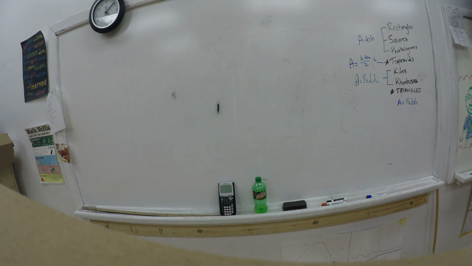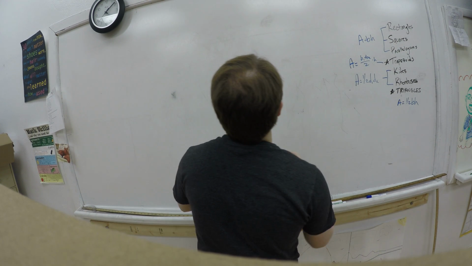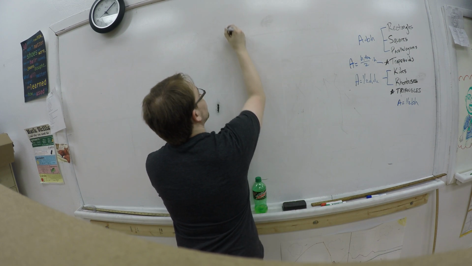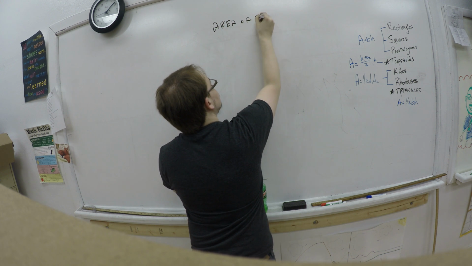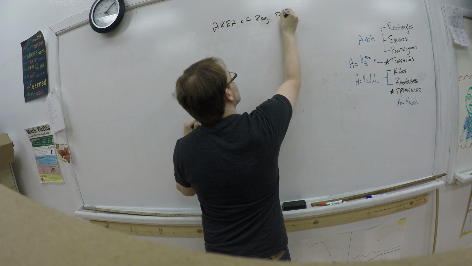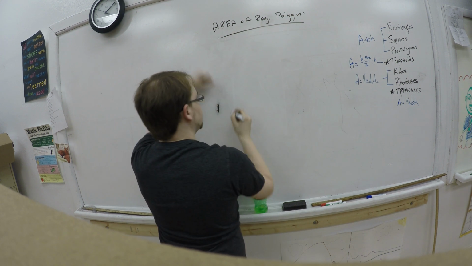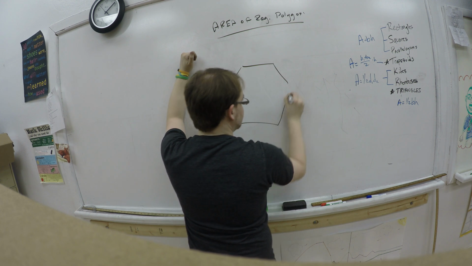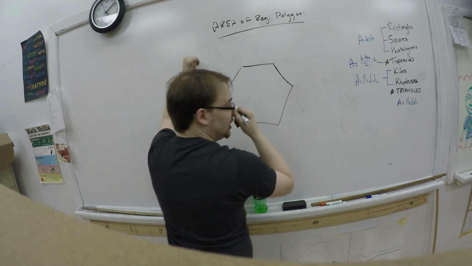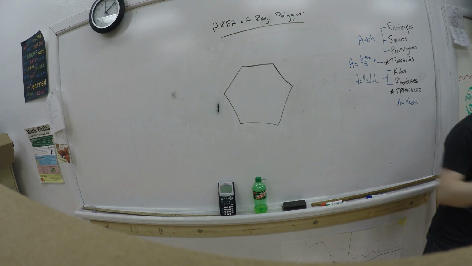Find the area of the regular polygon. That's a little bit more difficult. You only have one formula to memorize, which is nice, but it's a little more difficult. So the area of a regular polygon is this, and I'll show it to you after I draw a regular polygon. A polygon means anything with sides, no curves, and all of the sides are connected.